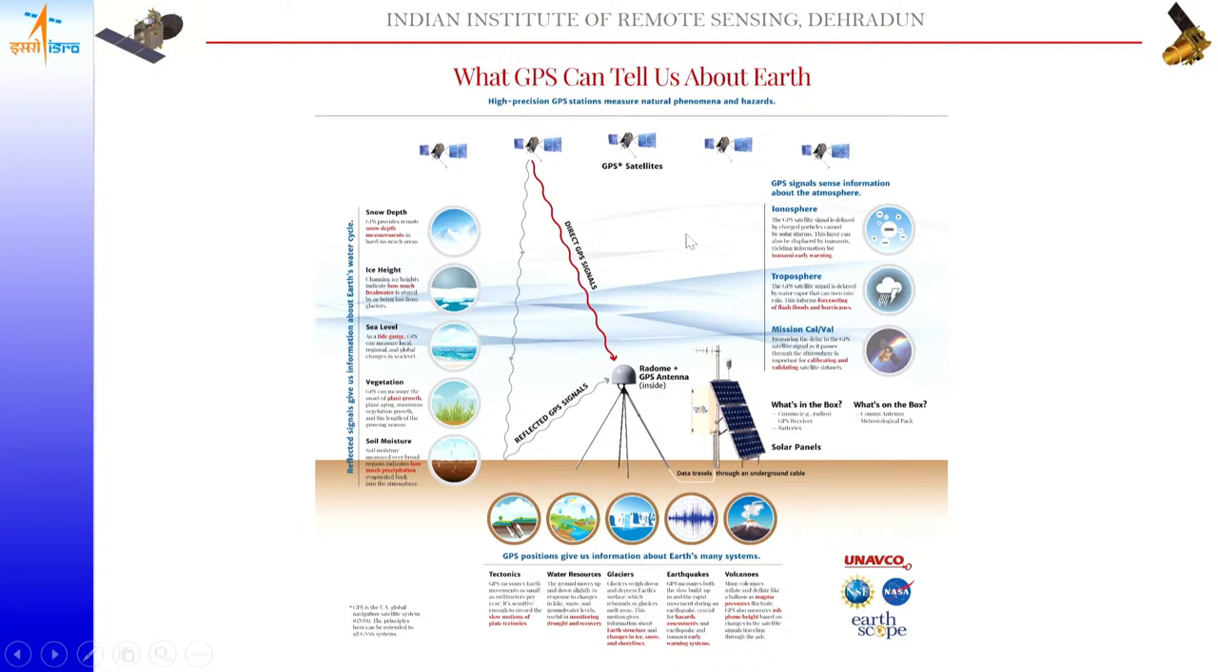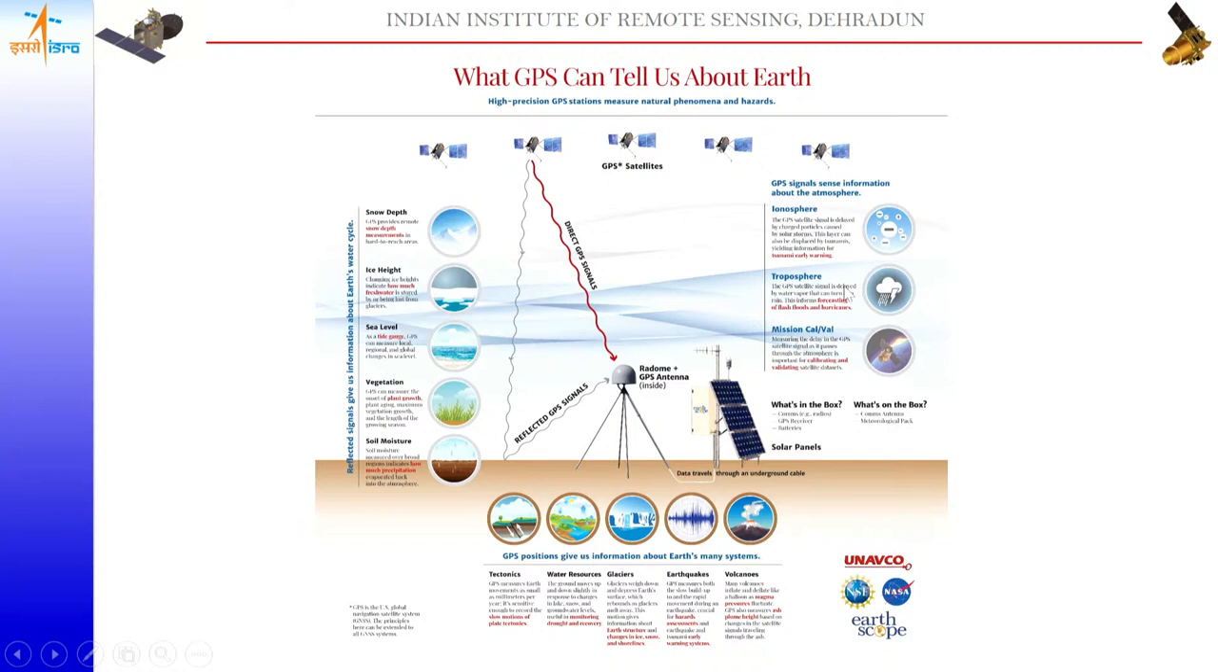Then GPS signals send information about the atmosphere. So people are not only working on land, but also on the atmosphere: the upper atmosphere, lower atmosphere, ionosphere, troposphere. Everywhere GNSS now has immense application. That's why the L1, L2, L5 signals are there, to study the ionospheric behavior changing temporally and spatially, which can be done with the help of GNSS.